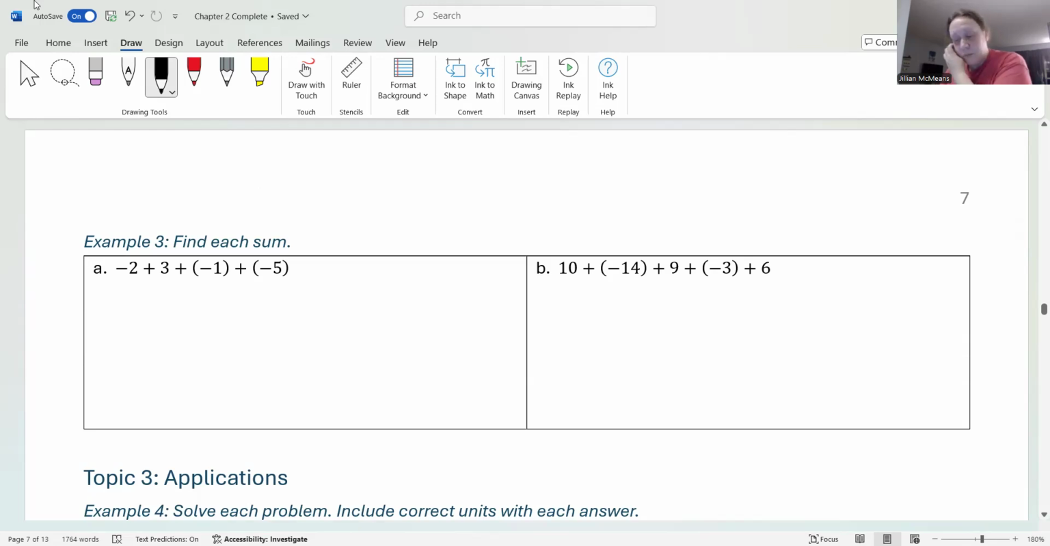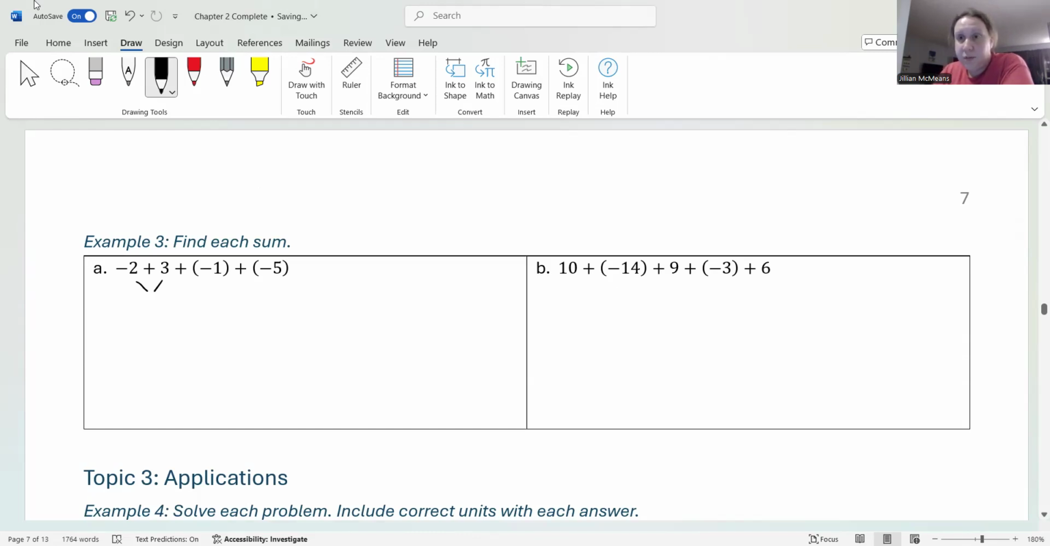Okay. So for part A, example 3 just says find each sum. And for part A, we have -2 plus +3 plus -1 plus -5. So when I do this, where I just sort of add from left to right, I'll kind of group the first two. And so I have -2 plus 3.